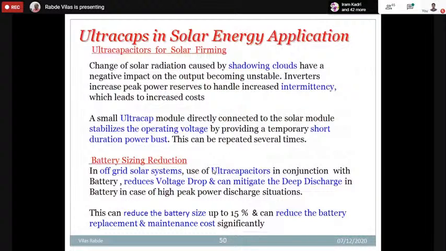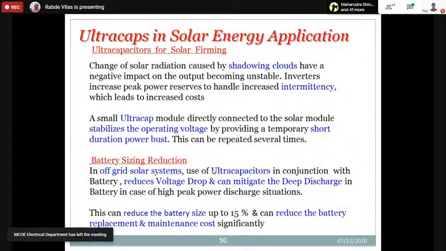Solar energy applications is one area where supercapacitors have now started, because shadowing clouds is a problem, or on rainy days your solar panel cannot generate electricity. So you need to have grid balancing, and inverters increase peak power reverse, which leads to increased cost. So to have the best trade-off, you can use supercapacitors in the whole system.